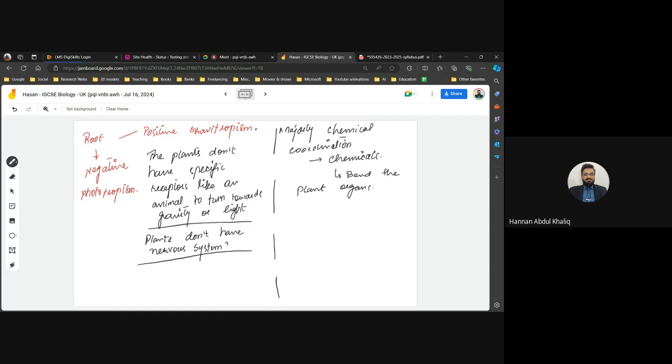Now, the real question is, how does this work? That is the biggest question. Okay, let's say the most important hormone that works in the plant is called the auxin.